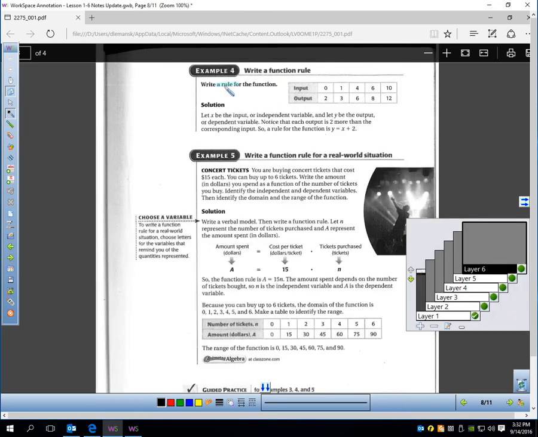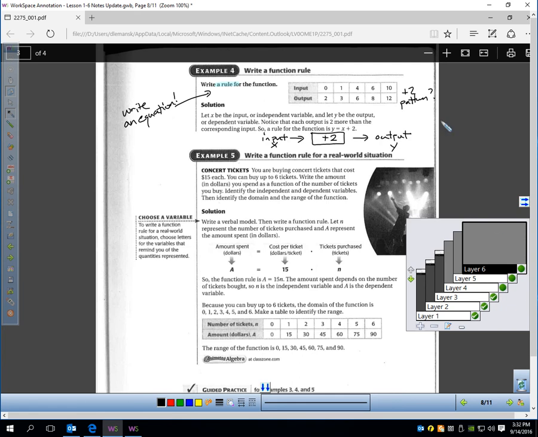The next thing, what does it mean to write a rule? I told you I'd talk about rule in a minute. Rule means write an equation. It means write an equation. Let's find the rule for this particular function.